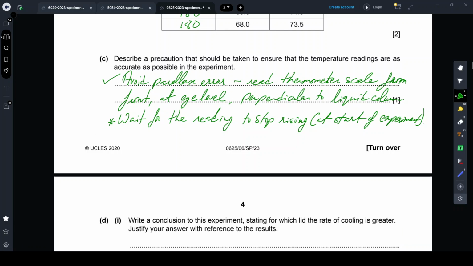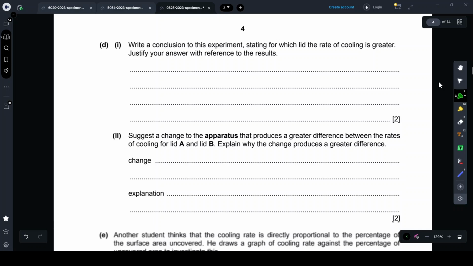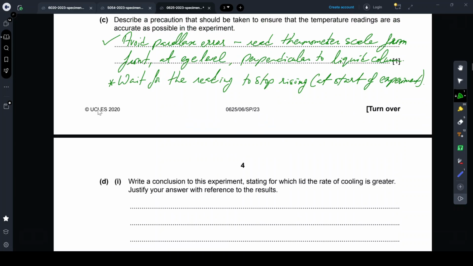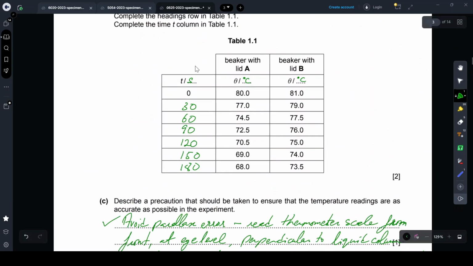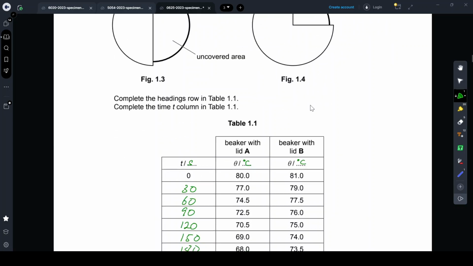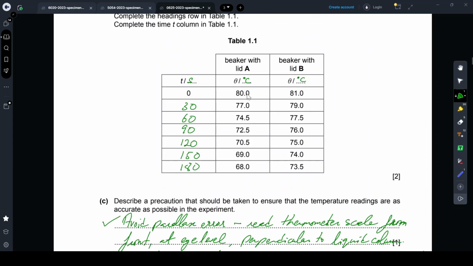Okay. Write a conclusion to this experiment stating for which lid the rate of cooling is greater. Justify your answer with reference to the results. So lid A had the half open, lid B had the quarter open. Now, tell me from these observations in which the water is cooling faster.